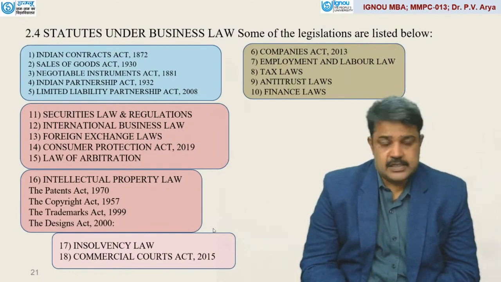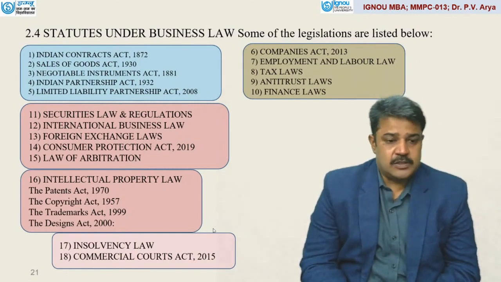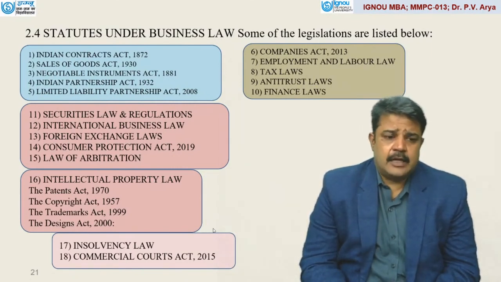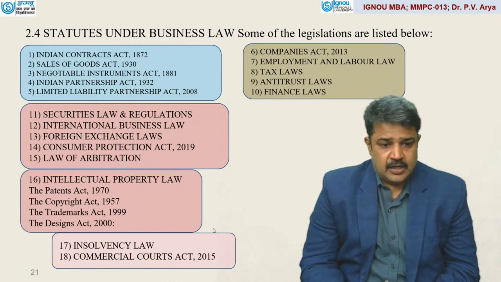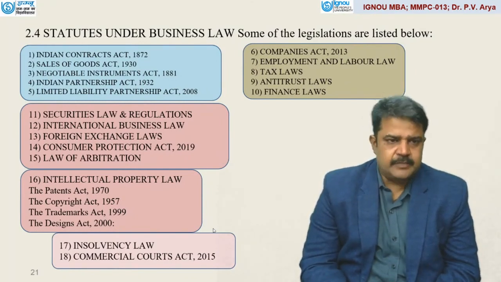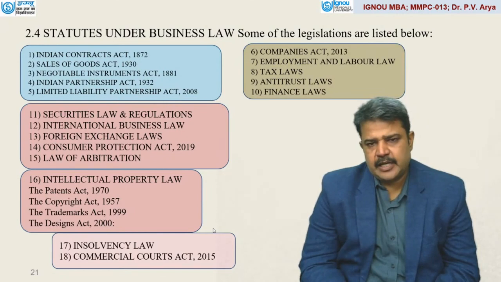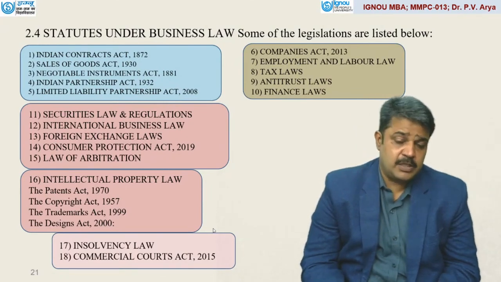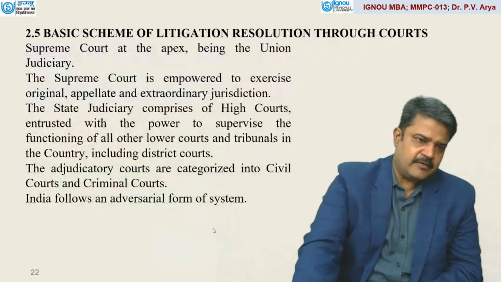So there are further sub acts which broadly come under the umbrella of intellectual property laws, like the Patent Act, the Copyright Act, the Trademark Act, and the Design Act. And beyond this, there are laws like Insolvency Law and the Commercial Courts Act 2015. They also cover various aspects, like insolvency law gives the idea of how a company or an organization will be insolvent, who can declare it, what are the conditions, and similar.